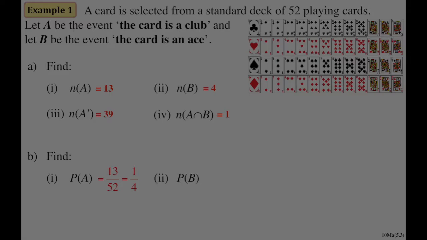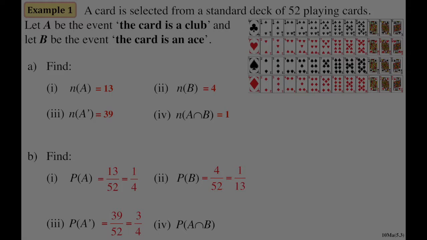The second question says, what's the probability that you get a card that's in Group B? Remember, Group B is an ace. So what's the probability of getting an ace? There are 4 aces out of the 52 cards, which cancels to 1 chance out of 13. What's the chance or the probability of getting a card that is not in Group A? That means it's not a club. We've already said there are 39 cards that are not clubs, so 39 chances out of 52, or 3/4.